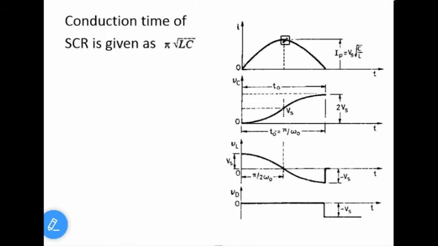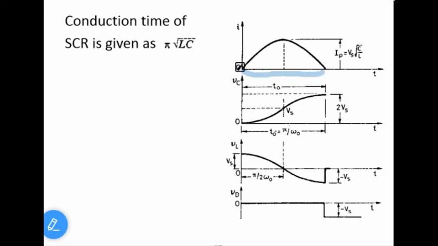Current is a sine wave. Actually, without this SCR it would go to a negative cycle also. Since the SCR accepts current only in one direction, current will be 0 at this point and the SCR will be turned off at this point. Now this is the duration for which the SCR is turned on. We need to calculate this duration.